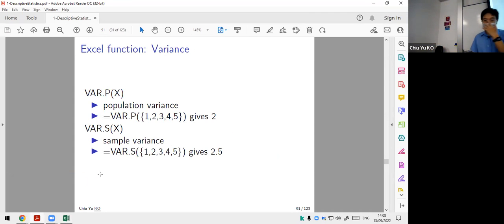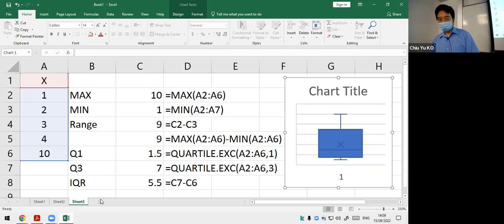As I mentioned, you have two formulas here: VAR.P for population, and VAR.S. The .P is the one divided by n. The .S is the one you use for samples, divided by n minus 1. So you can see this is divided by n, and this is divided by n minus 1. So let me do another slide again.